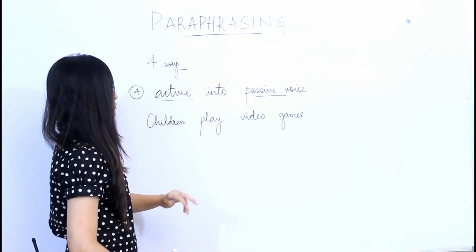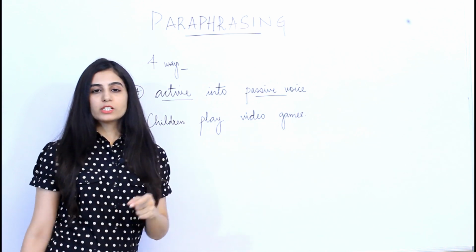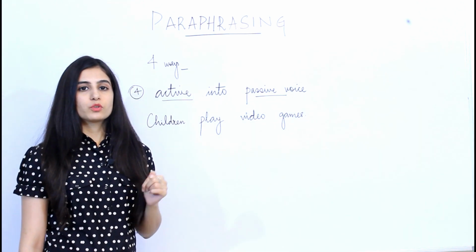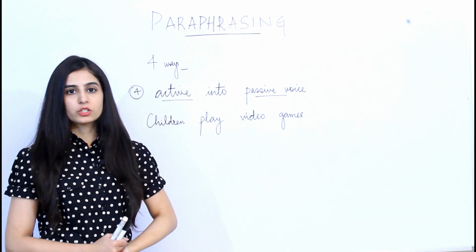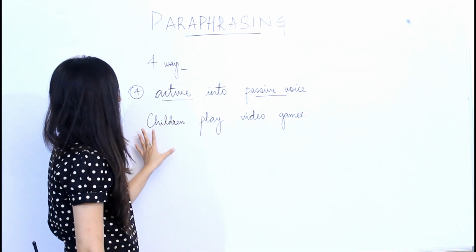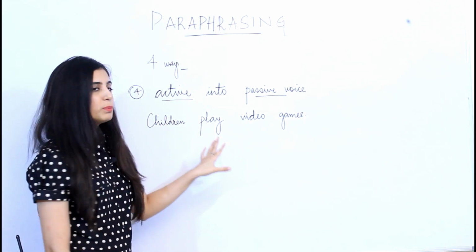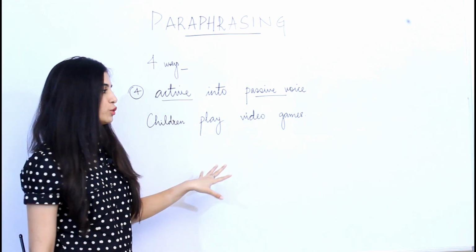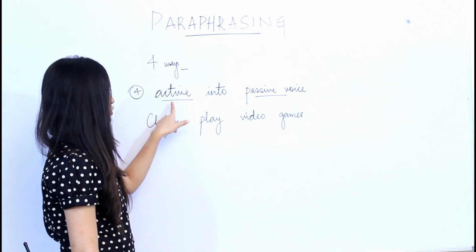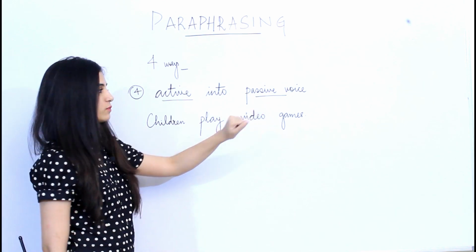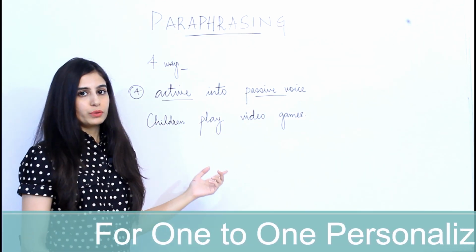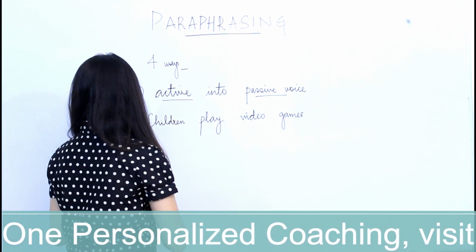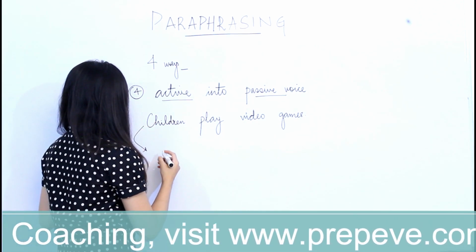Active into passive voice. If we are given a question and we change it from active to passive, that also would help us in paraphrasing our question. Let's assume the sentence in the question is children play video games. How would you paraphrase it? By changing it from active to passive. Video games are played by children, right? So this is how it will be paraphrased.